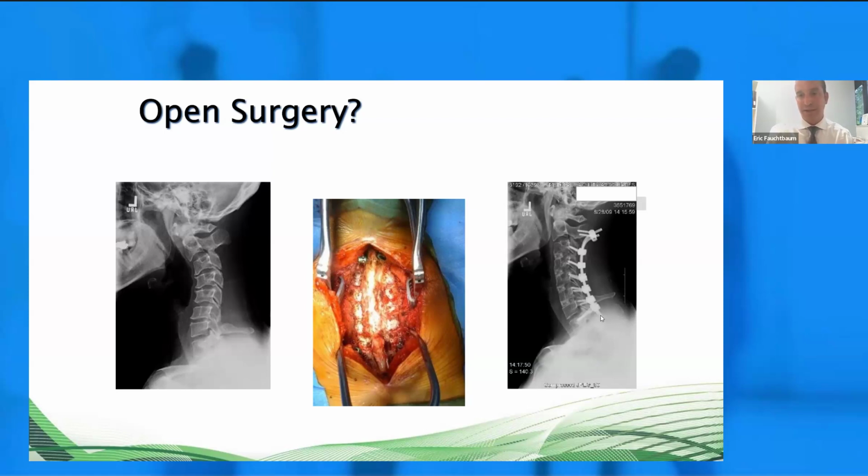And the x-ray shows how they've had rods and screws placed from the top of the spine all the way down to the bottom segment, as well as these little interbody spacers that are intervening in the middle here. So again, open surgery is a necessary technique in certain patients.